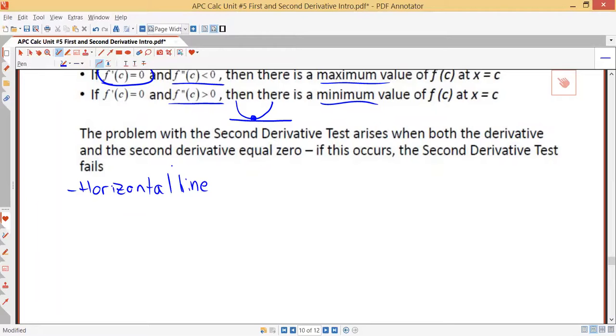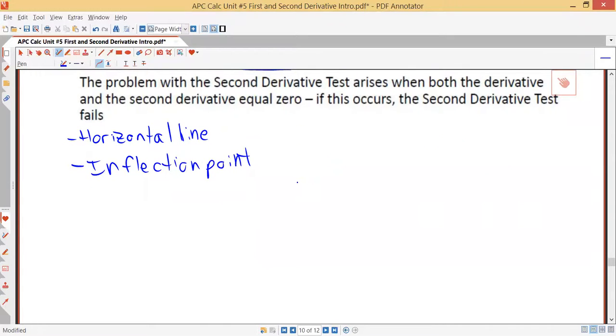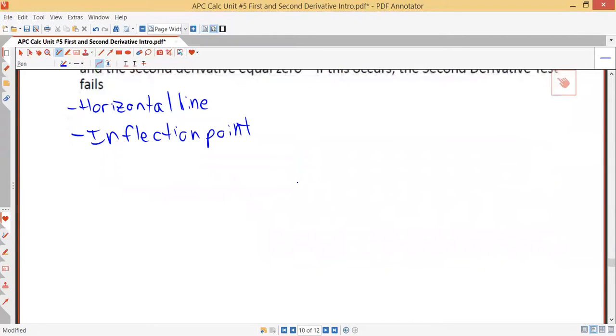Both your first and second derivatives are equal to 0 and you need more information. It also fails if you happen to be looking at an inflection point, because again, usually our inflection points are not max and mins, but they will not be concave up or concave down, so we can't use the second derivative test.